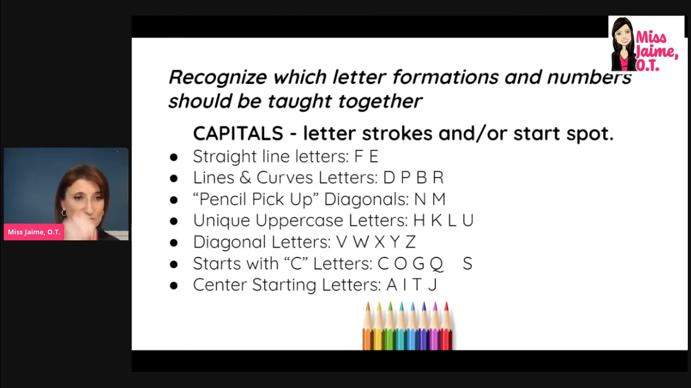It's obvious that they all start with a C. And then we have Q, which on this slide right here is looking a little funky, but we don't really teach our kids to make a Q like that. We teach them to make an O and then the little line across. And again, that starts with a C.